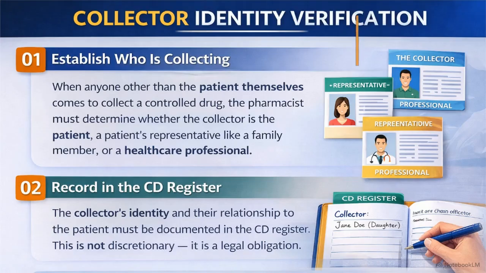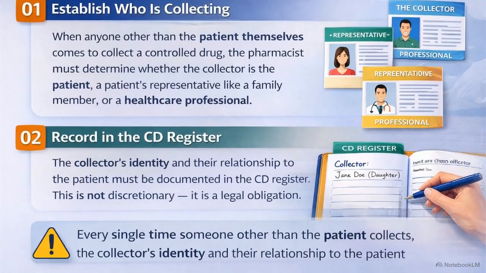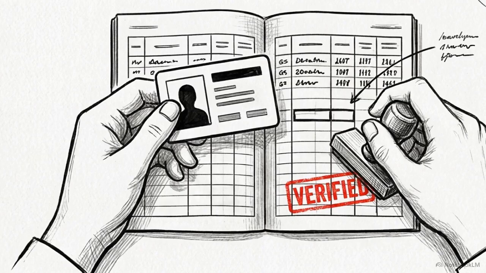This diagram outlines the collection protocols. When a family member or healthcare professional picks up a controlled drug instead of the patient, you are legally obligated to verify their identity and record their relationship to the patient in your controlled drug register. Lower schedules offer minor flexibilities in how a quantity is written, but verifying exactly who physically takes possession of the drug remains a non-negotiable legal requirement across all schedules.